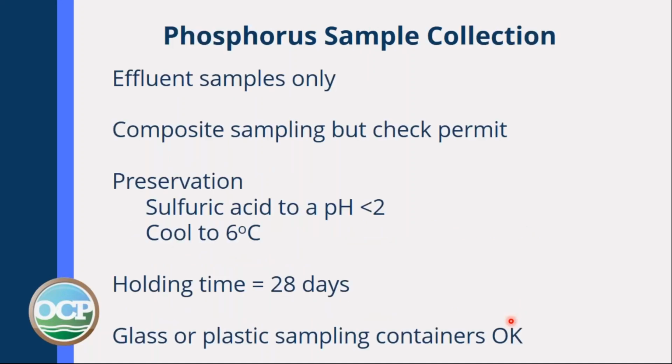So again, composite sampling is usually the sampling we use, but again, your permit might require you to do otherwise. Preservation is very similar to nitrogen. Add sulfuric acid to pH less than 2, cool to 6 degrees centigrade, and you can hold it for up to 28 days. And again, glass or plastic sampling containers are both okay to use.